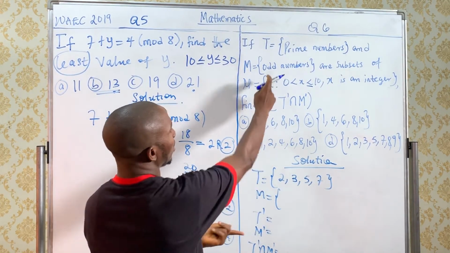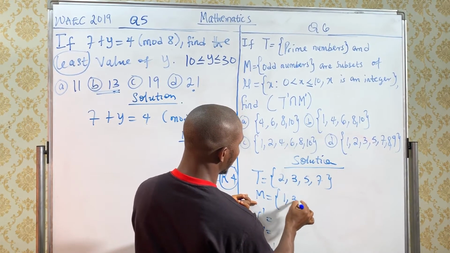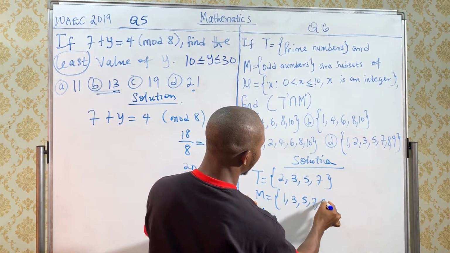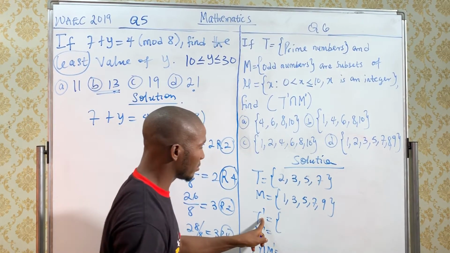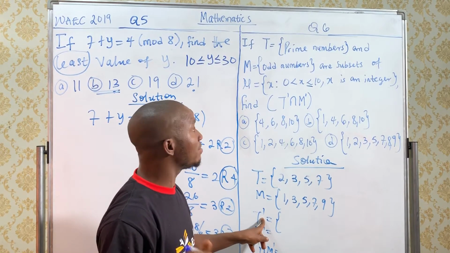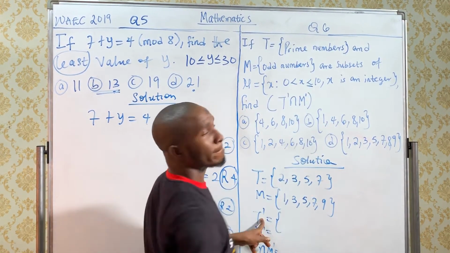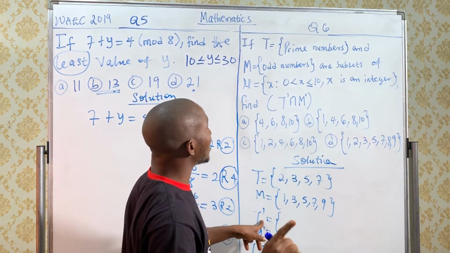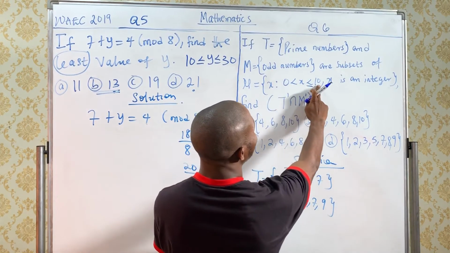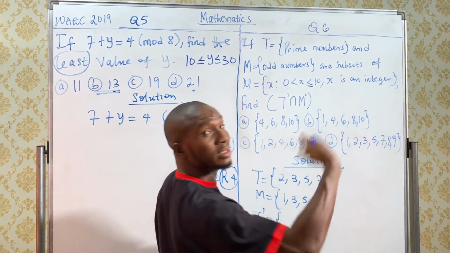Now, m is an odd number. Odd numbers between 0 and 10 will be 1, 3, 5, 7, and 9. Now, what would t prime be? The meaning of t prime is the numbers that can be found in the universal set, but not in t. Don't forget that the universal set is between 0 and 10, and 0 is not inclusive, so that will be 1 to 10.